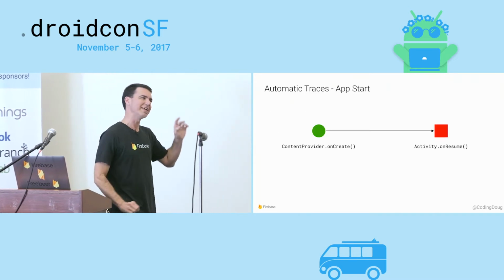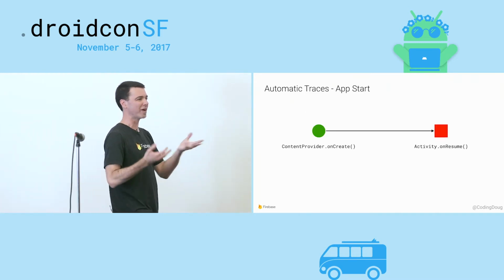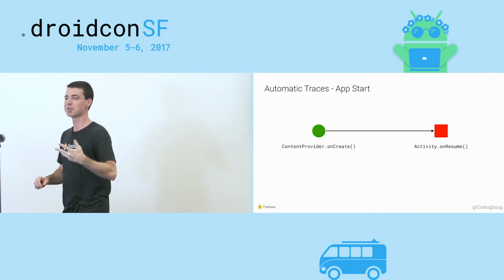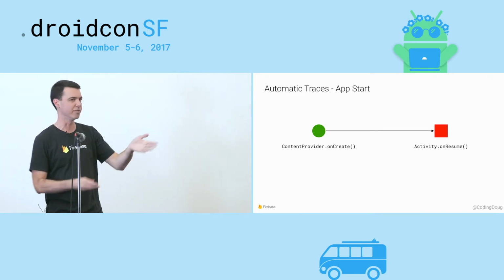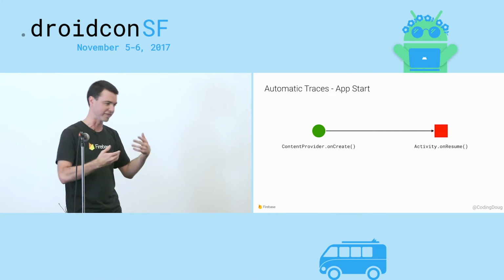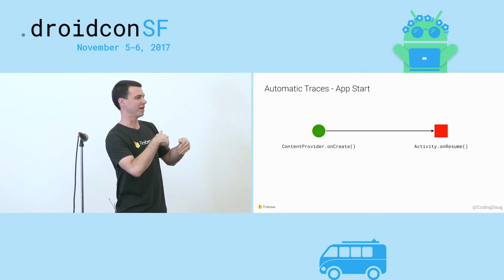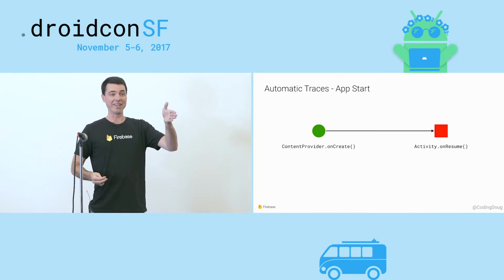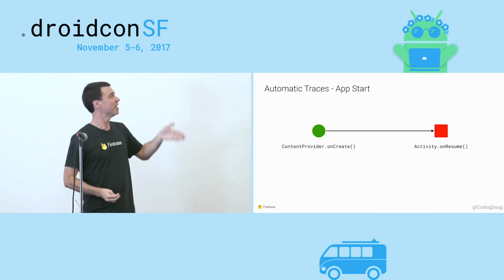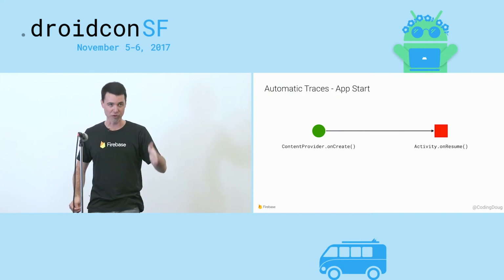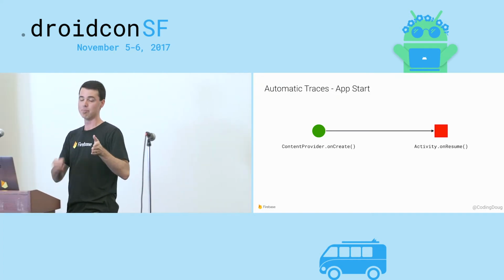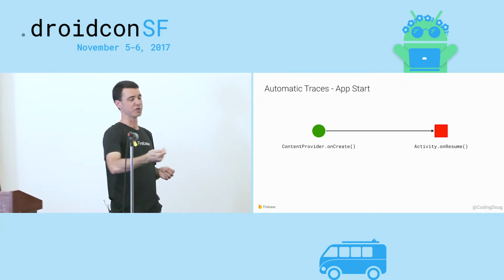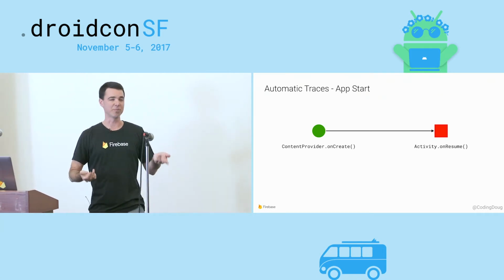So with app start, how does it measure what a cold start is? We define cold start as a content provider onCreate. Performance monitoring will inject a content provider. For those of you who don't know what a content provider is, it's basically a way that apps share data with each other. But we're using it here because content providers get initialized early, like first thing in your app. So this is how we know when your app is launched. This first thing, the content provider onCreate, marks the beginning of a trace. And it will go until the first activity's onResume is called. That's when we say the app is basically responsive.